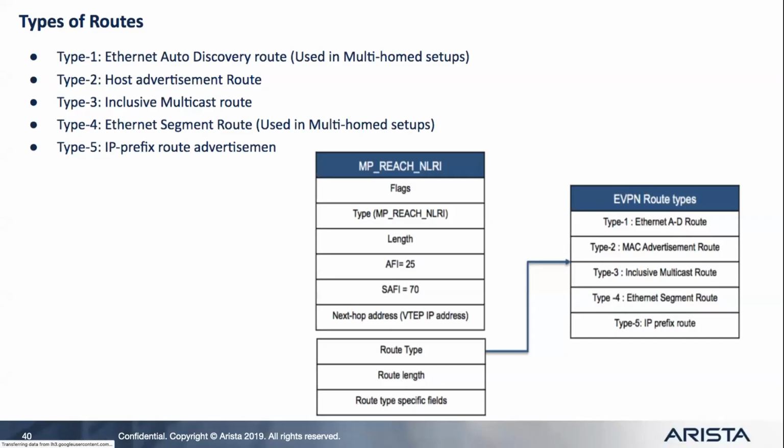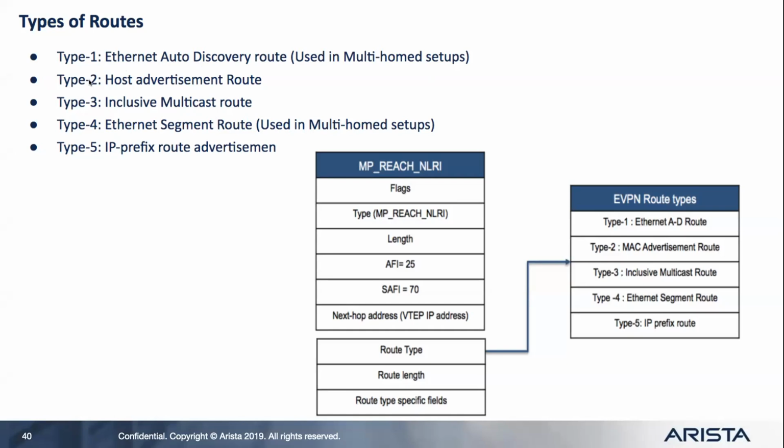Okay, so we have 5 types, right? Type 1 to 5 at EVPN route type. So type 1 and 4 is for multi-home devices, right? We already have discussed type 1. Today we will discuss type 4.